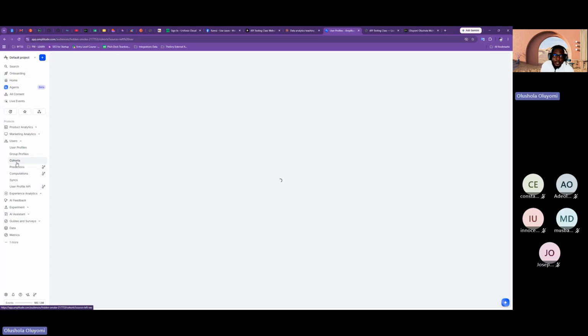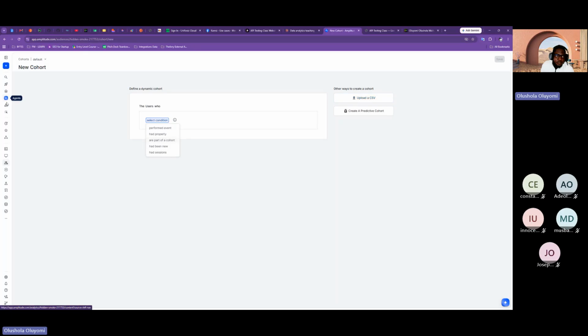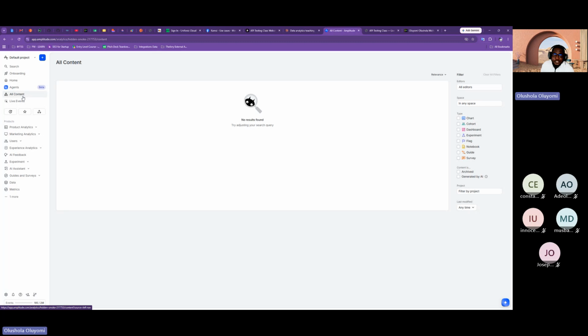Cohorts. I explained cohorts to you guys, right? You can come and create different cohorts here. When you are creating cohorts, you can put decisions: users that perform these events, that have the property, that are part of another previous cohort, users that have been new, users that had sessions. You can even upload your own cohorts. I've explained how that looks. Most of this platform has those things, and that's why I try to explain it to you guys.